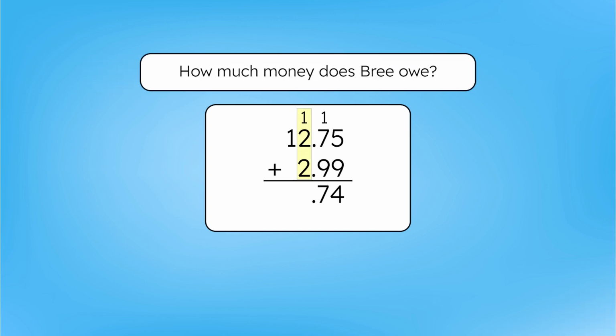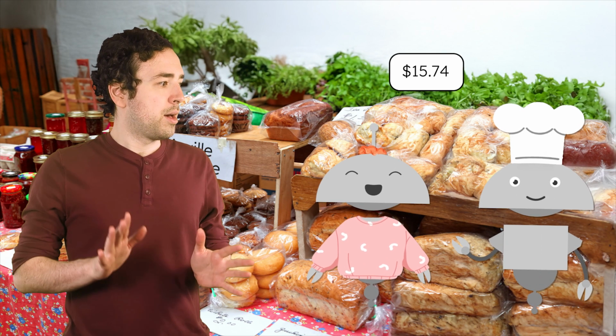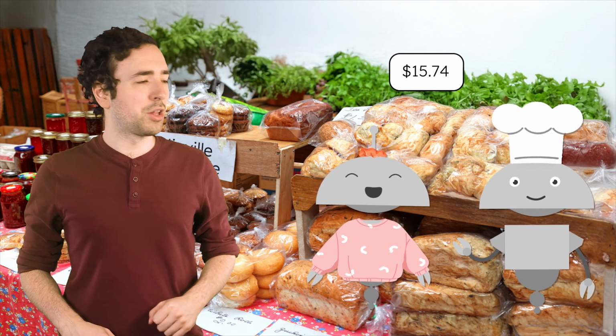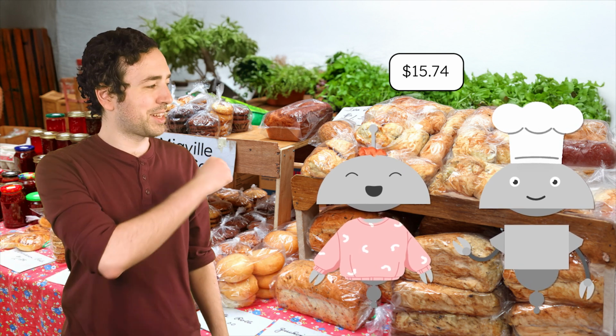Adding the digits in the ones place equals 5, and then 1/10 plus nothing equals 1/10. Our total is 15 and 74 hundredths. $15.74. That's her total, Bree.